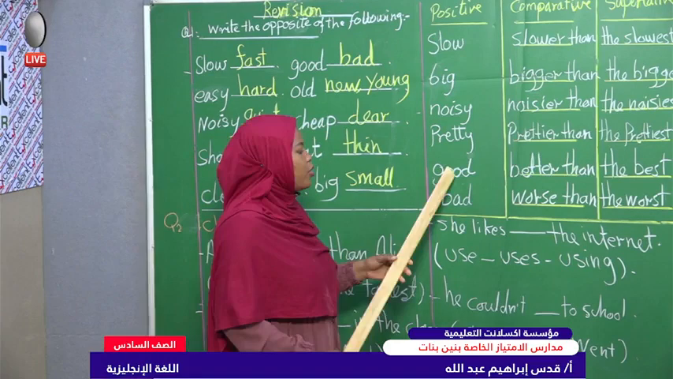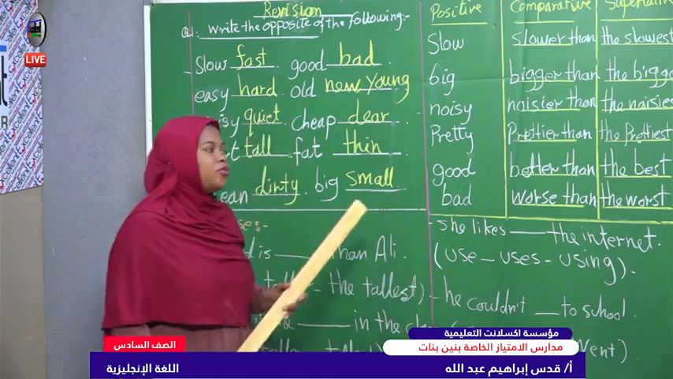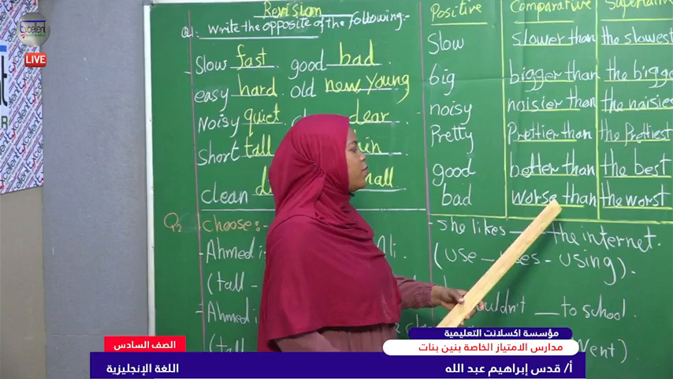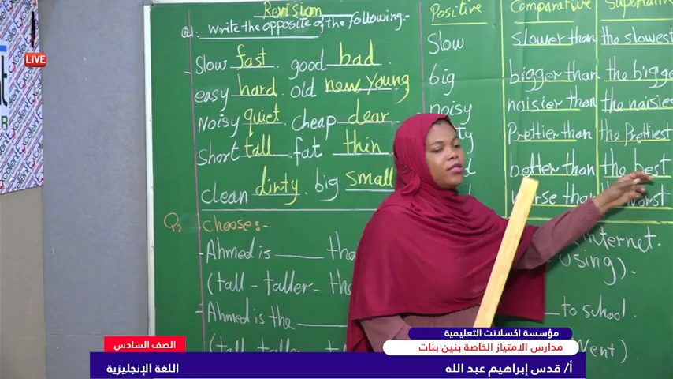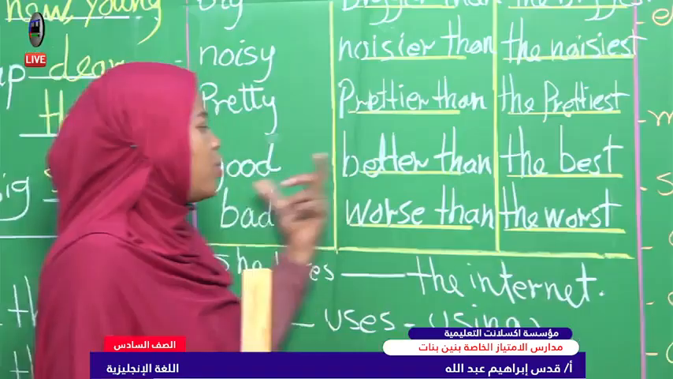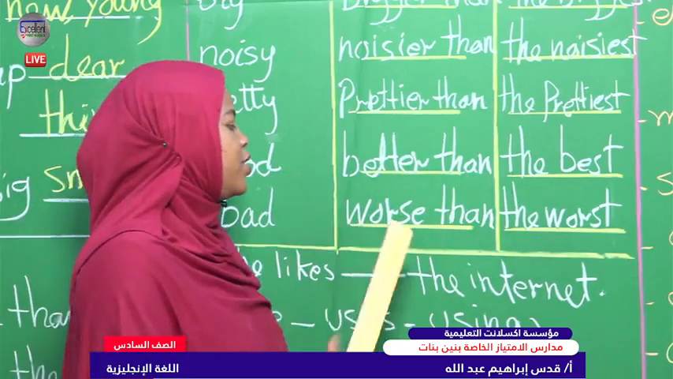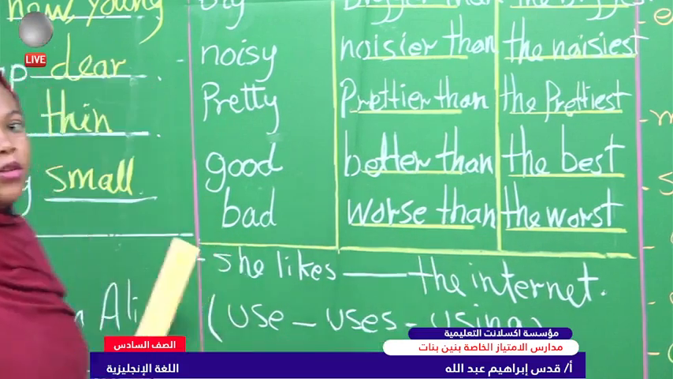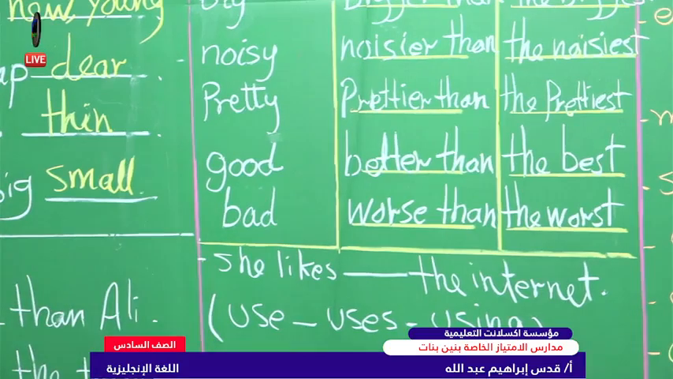Good and bad, زي ما قلنا, they have different rules. Good becomes better than, bad becomes worse than, and in the superlative good becomes the best. Good, better than, the best. Bad, worse than, the worst. Okay? So this is all about the comparative and the superlative.